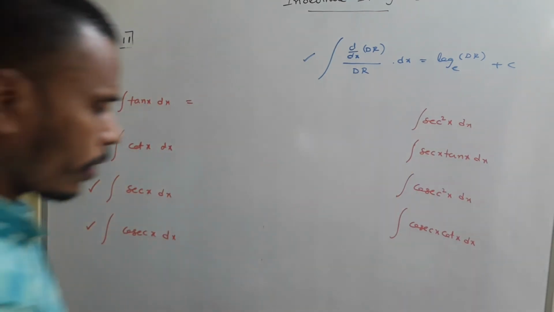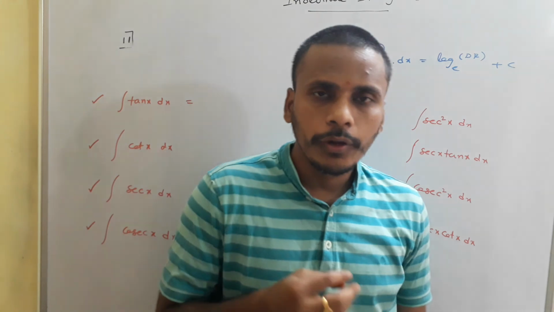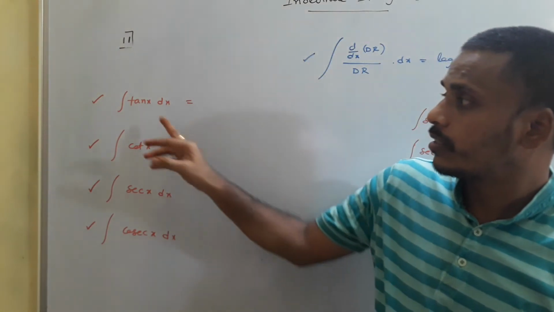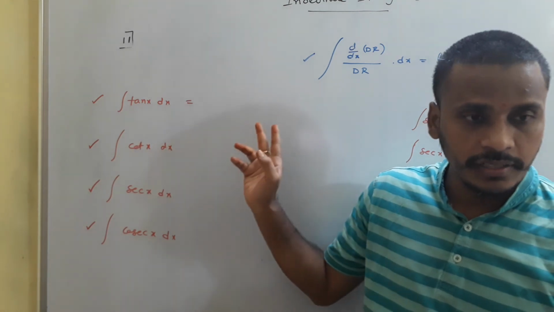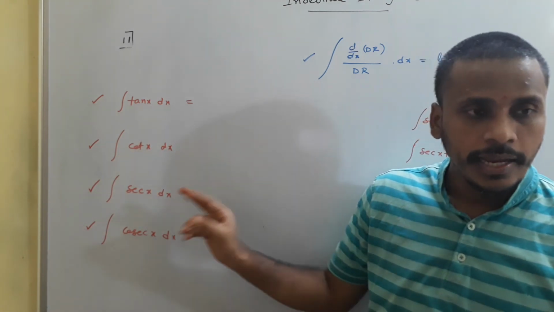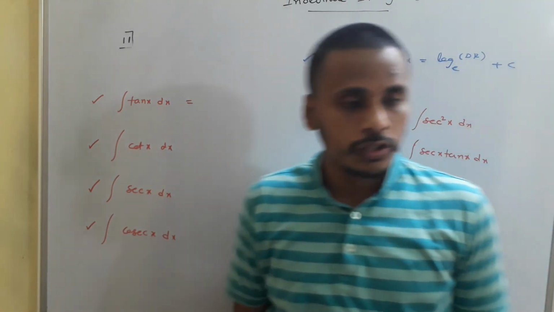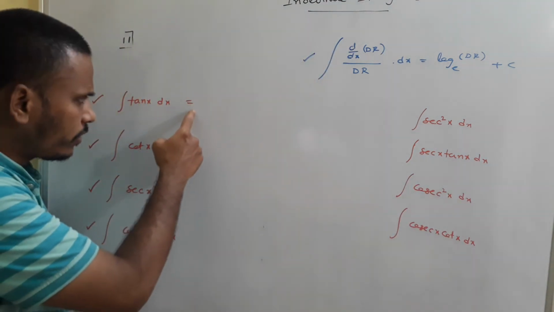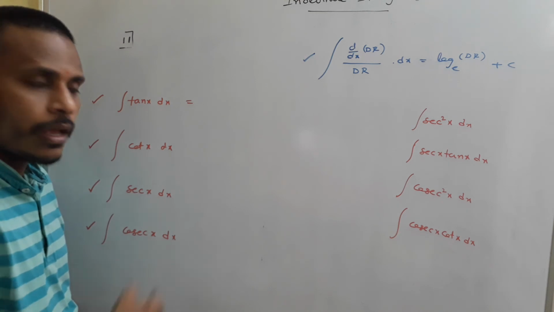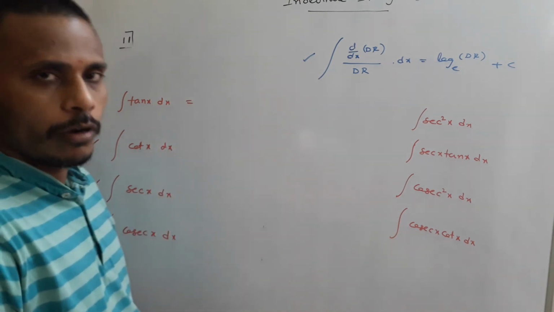Now I am going to find the integral values for tan x, cot x, secant x and cosecant x. The integral of tan x dx, the integral of cot x dx, the integral of secant x dx and the integral of cosecant x dx. Actually we don't have the values of these integrals in the formula list.